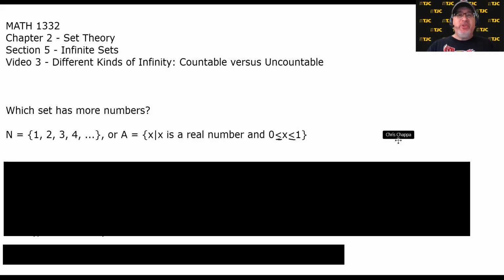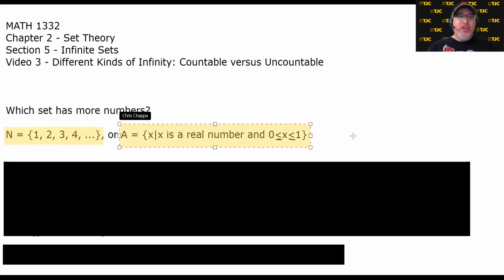All right, so let's start with a pretty simple question. Which set has more numbers? Well, we've got the first set, N, which is just our natural numbers, 1, 2, 3, and 4. And a second set that we're defining is A equals the set of x's such that x is a real number, which means it can be any decimal, and 0 is less than or equal to x is less than or equal to 1. It might be easier to visualize A as a portion of a number line.